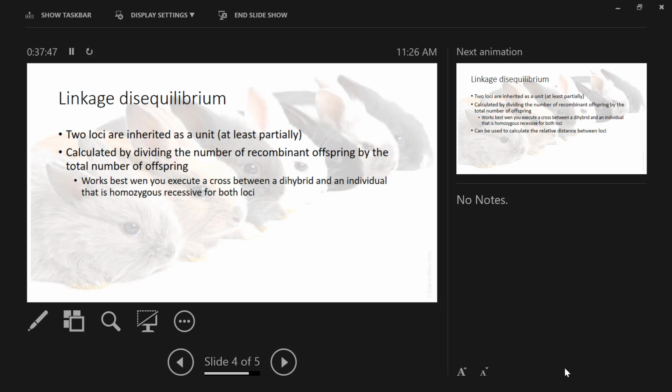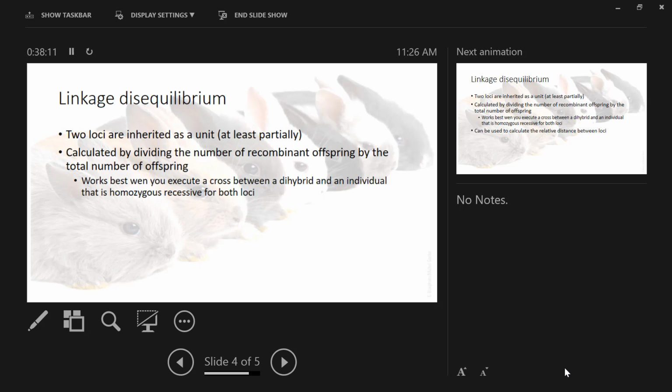So we have 200 recombinant offspring, right? 100 plus 100 is 200. And we're going to divide that by the total number of offspring. What's the total number of offspring? 1,000. And so this gives us a value of 0.2. And you're like, cool, what does that actually mean?